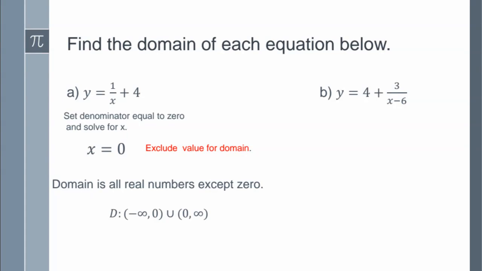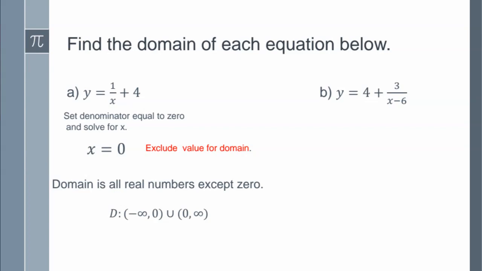And then we have the symbol, this U looking shape. This means and, or union. So we have two sets, the left and the right, and we continue where we left off. We start at 0, again not including 0, and go all the way up to positive infinity. So this is the domain of this equation right here, A. All real numbers except for 0, and that's in English.